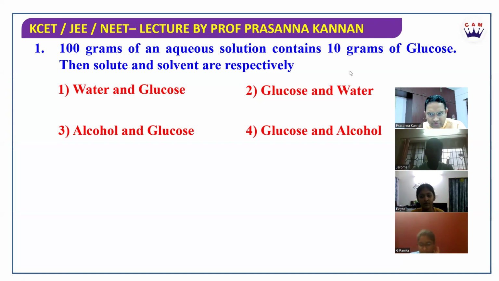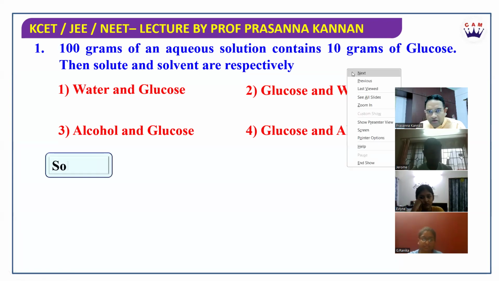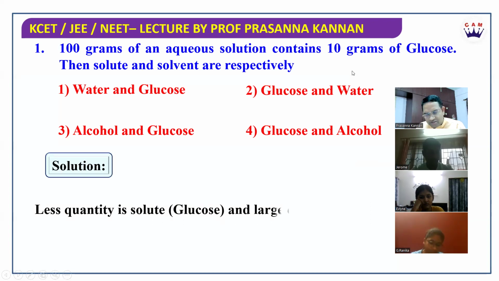Yes, Ranika, what was the reason for you to say glucose and water? Sir, because for the solvent, the quantity is more, sir. Very good. Okay. Fine, guys. Correct. Less quantity is solute and more quantity is solvent. That's all. All right. So that's why it's glucose and water. Very good.